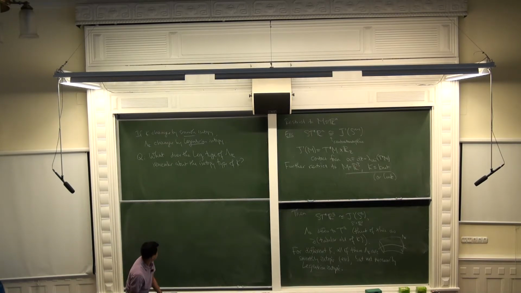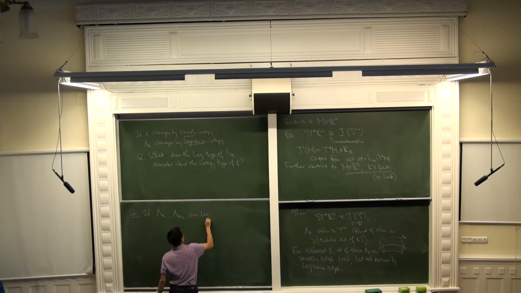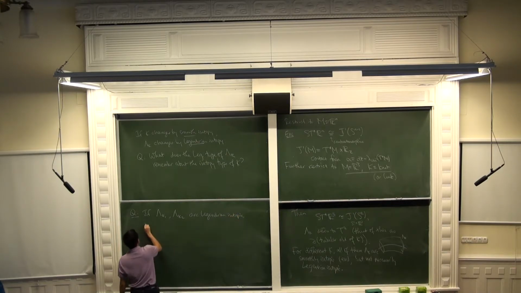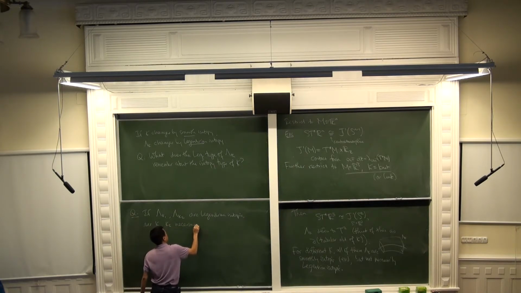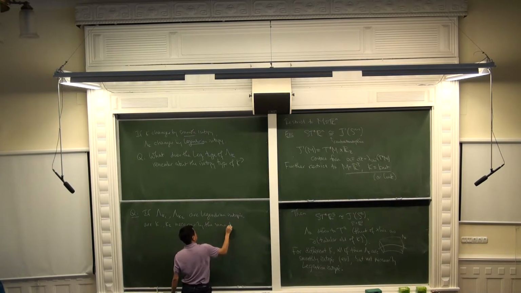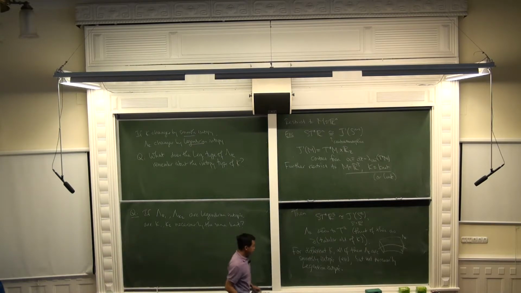Okay. So the question is, if you have two knots and their unit conormals are Legendre isotopic, are K1 and K2 necessarily the same knot? The answer to this in general is unknown at this point, which leads to the optimistic possibility that the answer might be yes.